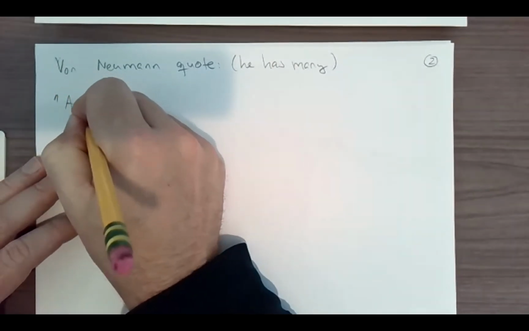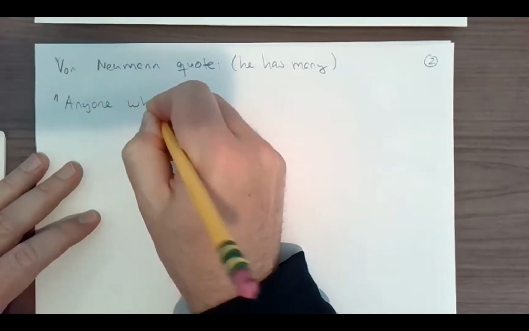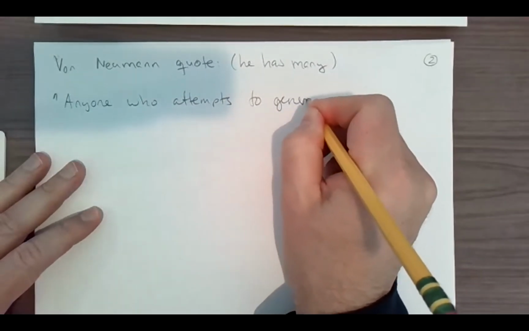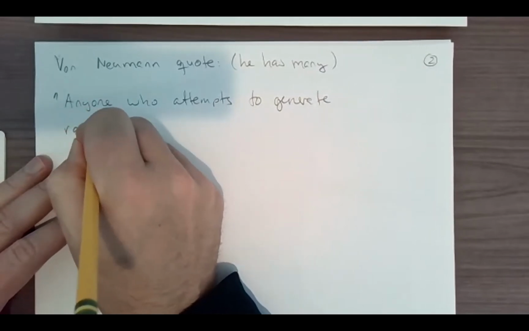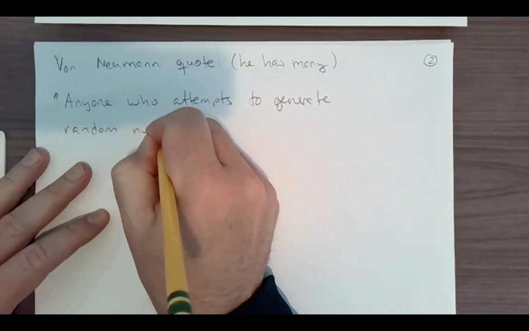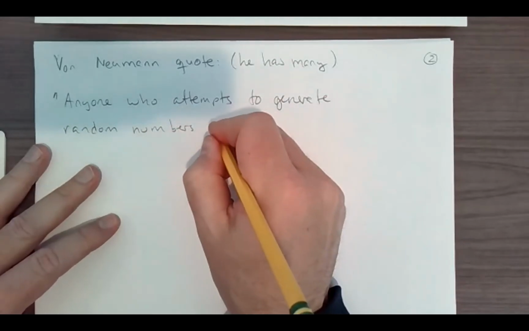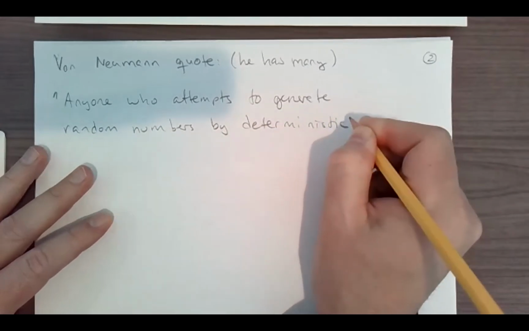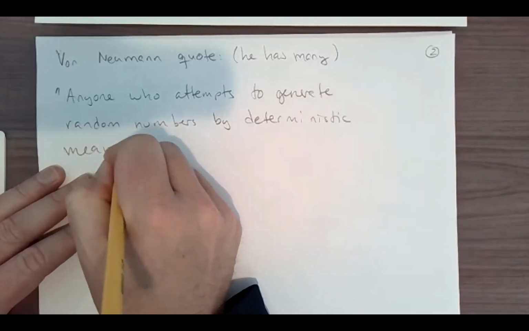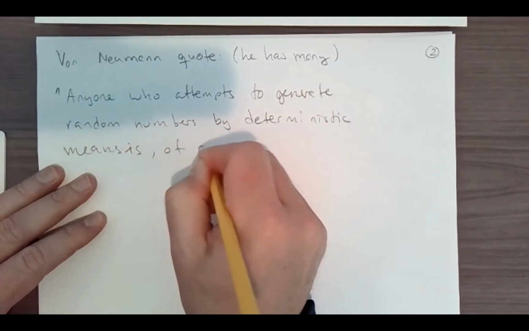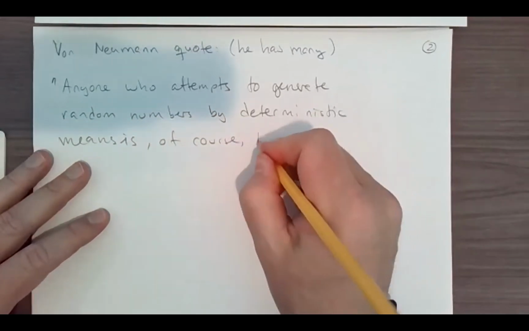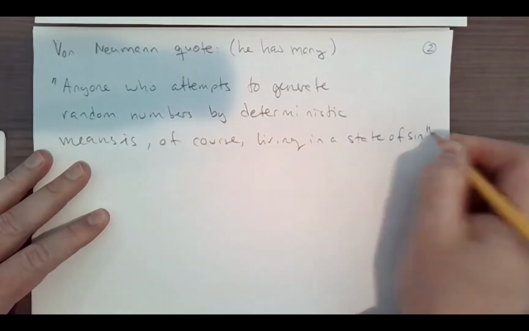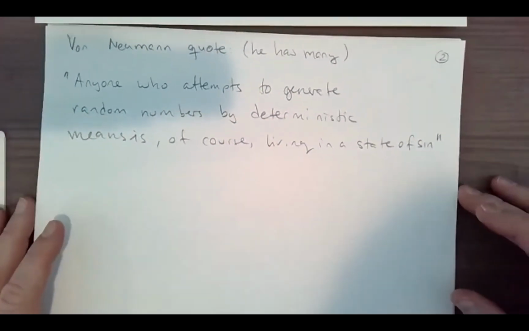And it says, anyone who attempts to generate random numbers using deterministic means is, of course, living in a state of sin. Right, so it serves as a warning.